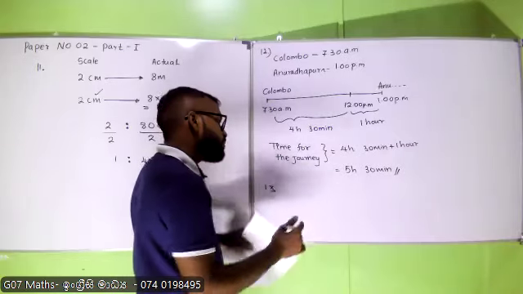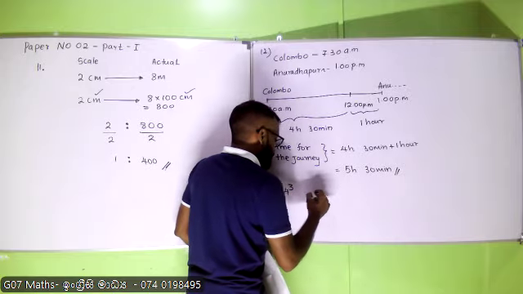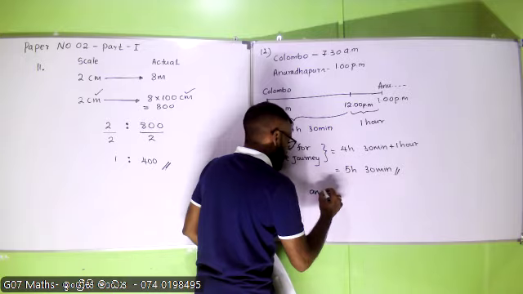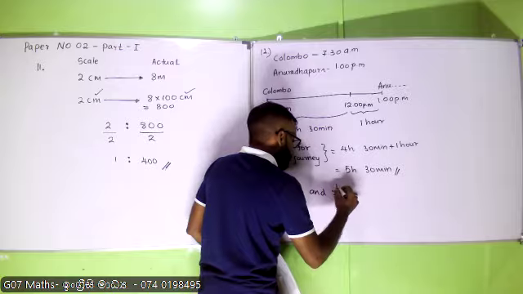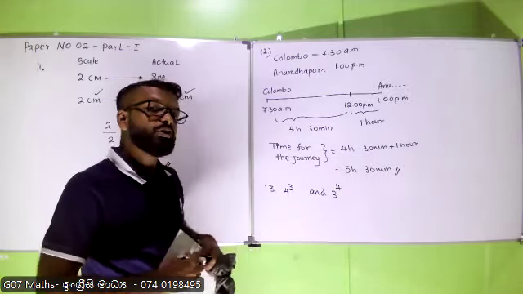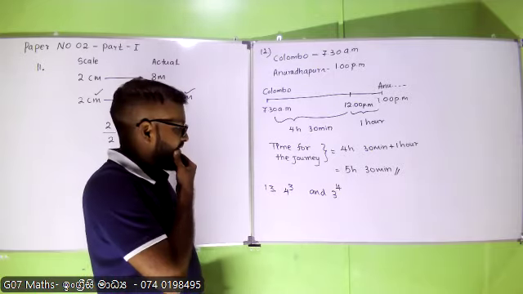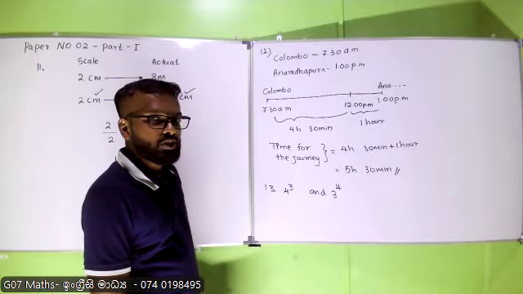13th one. 4 to the power 3 and 3 to the power 4. You have to choose the biggest number. How are you going to choose the biggest number from these two?